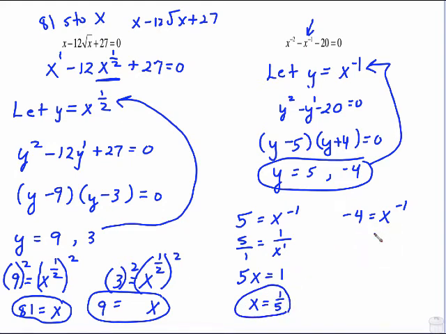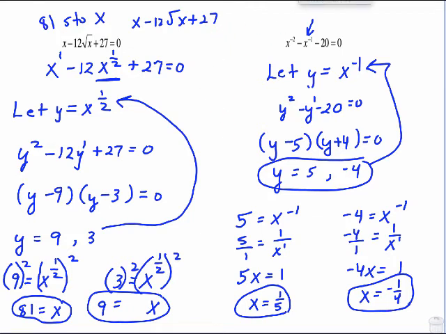Same process over here. X to the -1 is 1 over x to the first. Give this a denominator and cross multiply. So x equals -1/4. And to save time, I will tell you they both check, but you can stuff that in using your stow button on the calculator.